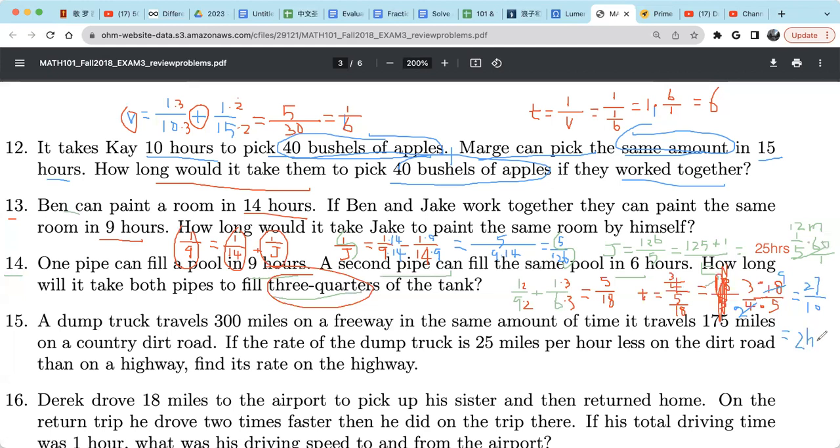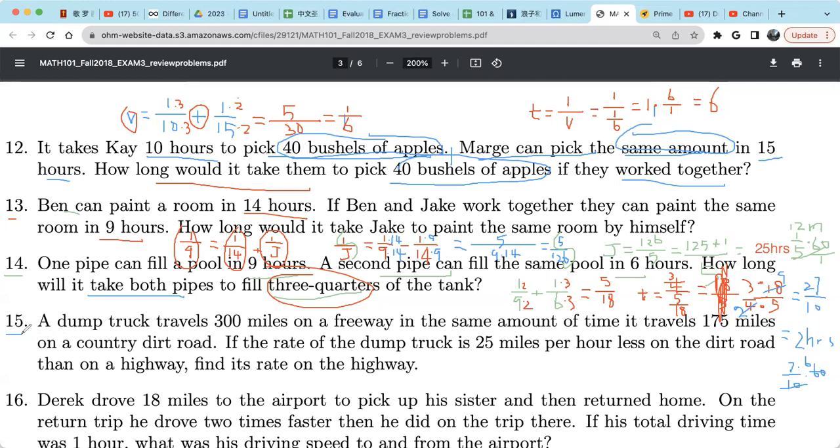2 hours and 7 over 10. What is 7 over 10 in minutes? 7 over 10 times 60, because 7 over 10 is in hours. 60 divided by 10 is 6, and 6 times 7 is 42 minutes. All right, so it will take both pipes 2 hours and 42 minutes to fill 3/4 of the tank. This question is a little bit tricky.